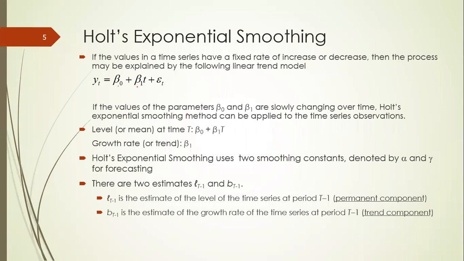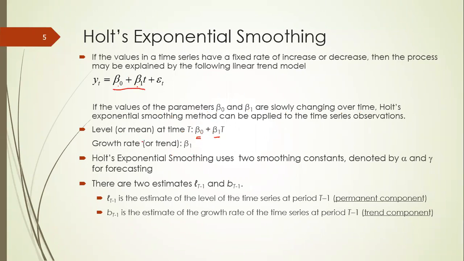If the values of the parameters beta 0 and beta 1 are slowly changing over time, Holt's exponential smoothing method can be applied to the time series observations. When we talk about the level in simple exponential smoothing, we had beta 0 only. But in this case, we will have beta 0 plus beta 1 t. So it's going to be a combination, and beta 0 plus beta 1 t will give me the level.